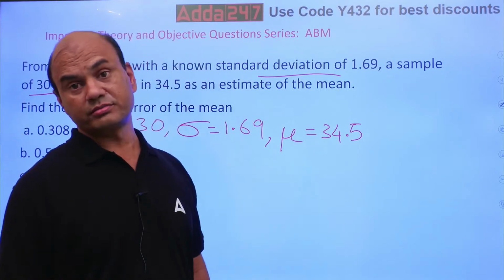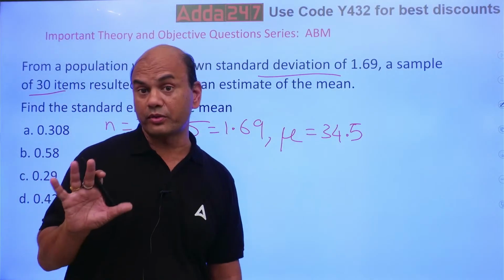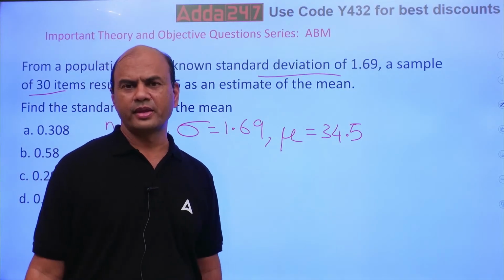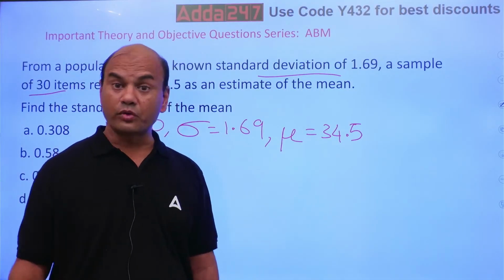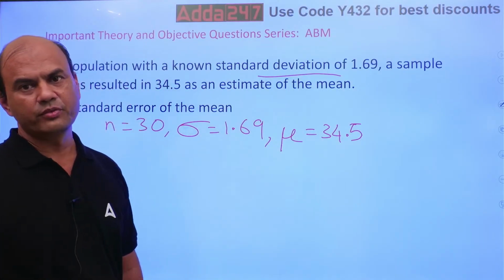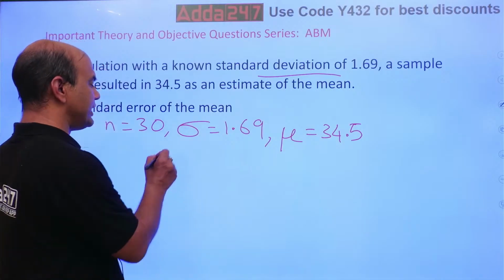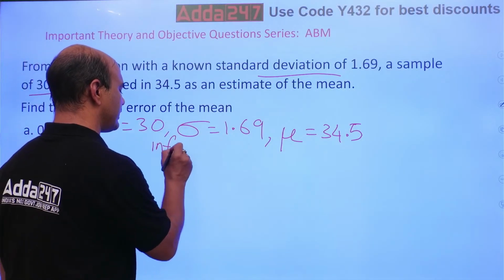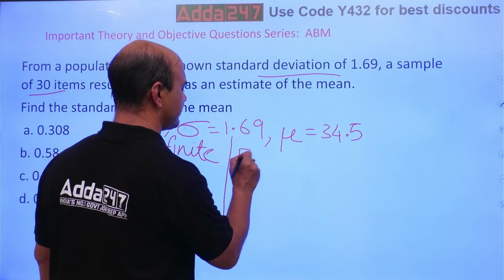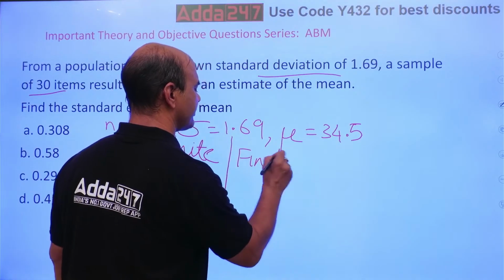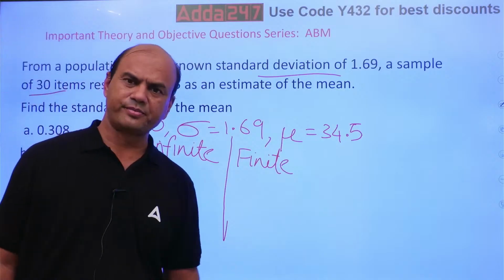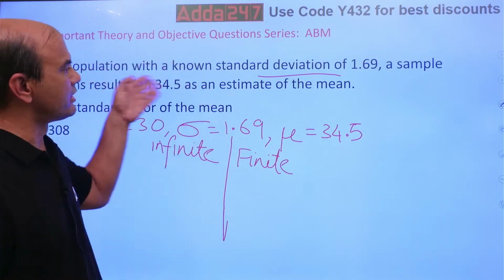Actually for standard error there are 5 formulas. I won't give you all the 5 right now. I'll give you only 2. Out of those 5, 2. Which are those? One is infinite population, and second is finite population. Finite means which you can count. Infinite means which you cannot count. Or it is given.